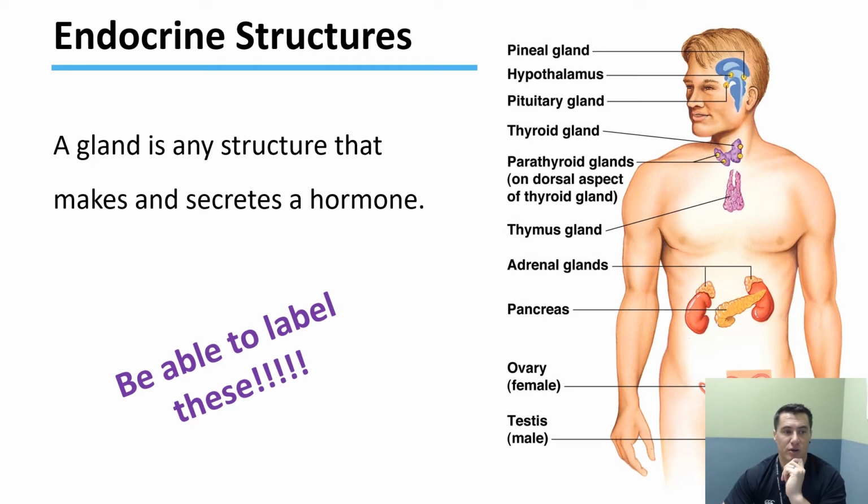Endocrine structures: a gland is any structure that makes and secretes a hormone. Be familiar with this diagram and the organs on here. These are the endocrine glands that you'll need to be able to identify and label on this diagram, and we're going to talk about all of these different glands and what they do, minus the reproductive organs, which we'll talk about a bit more next week.